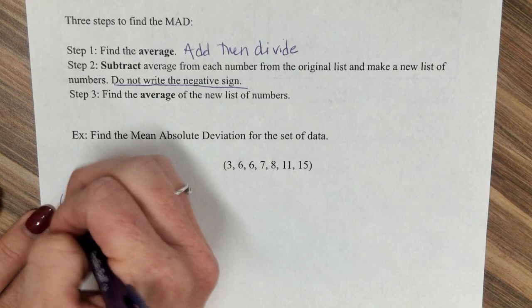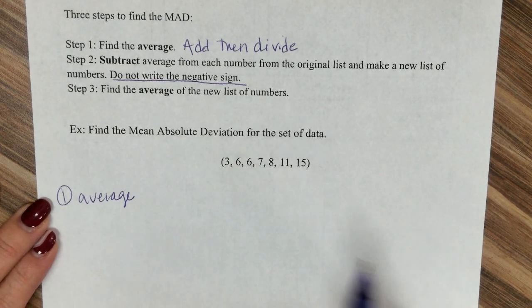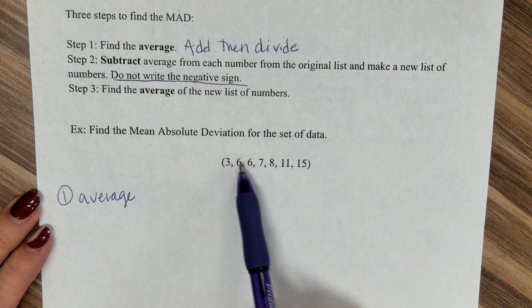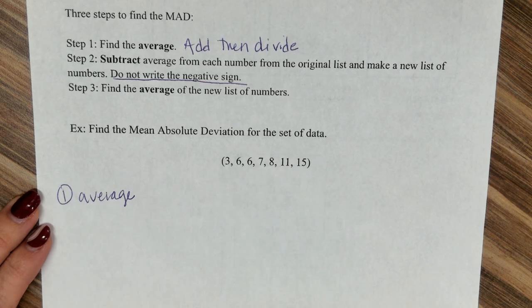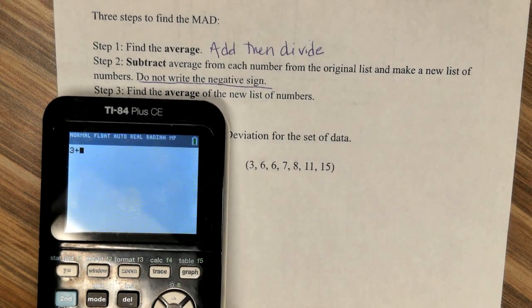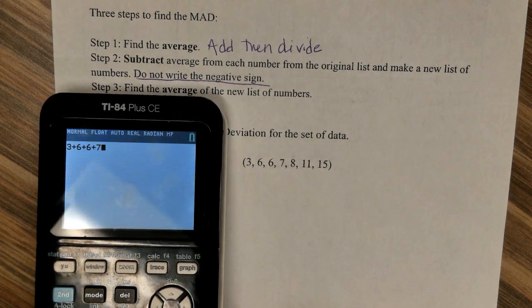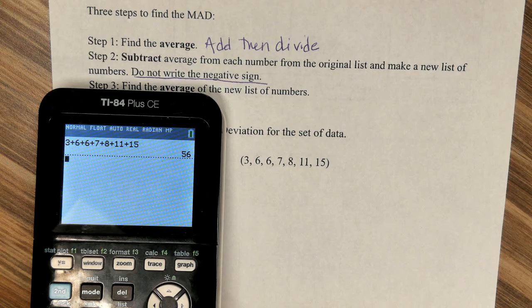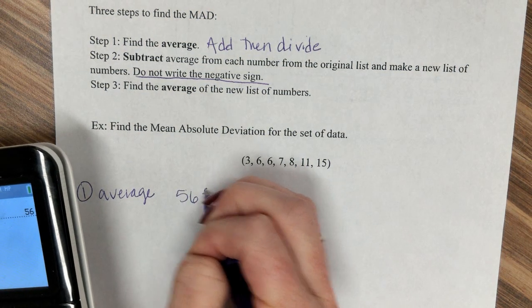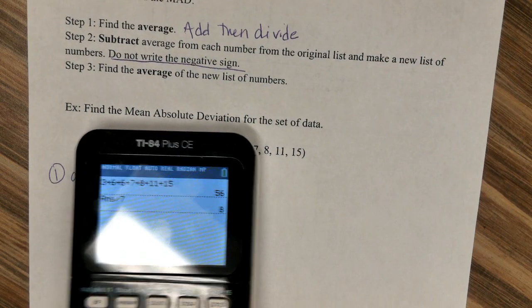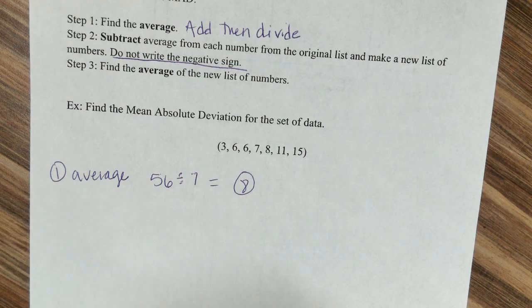So what is step 1? Average the numbers. So you're going to add all these up and you're going to divide by the number that are there. There's 1, 2, 3, 4, 5, 6, 7 numbers, so you're going to divide by 7. All right, so I'm going to do 3 plus 6 plus 6 plus 7 plus 8 plus 11 plus 15, which is 56. That's not the average. Now I divide by, what did I say, 7? And 56 divided by 7 is 8. That is not the answer. That is step 1. Okay?